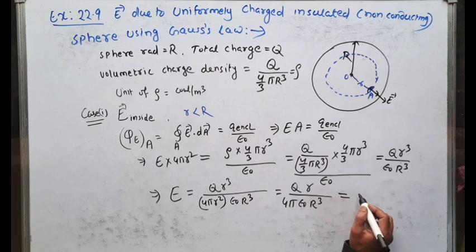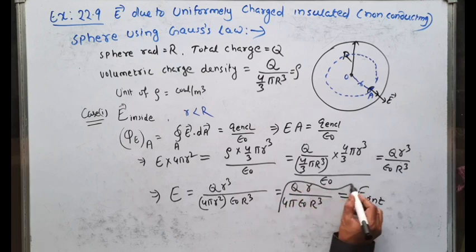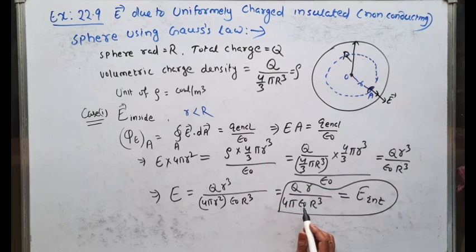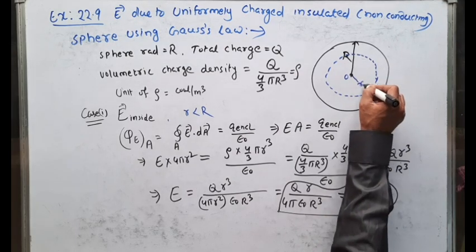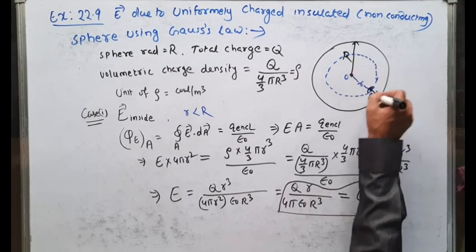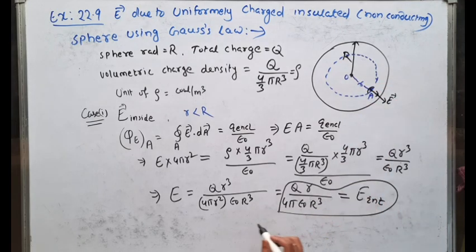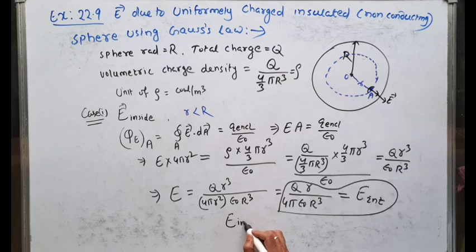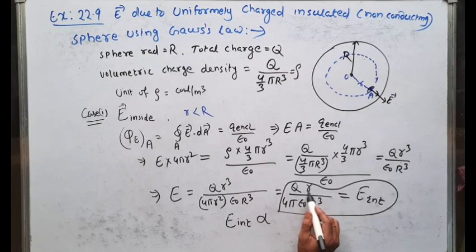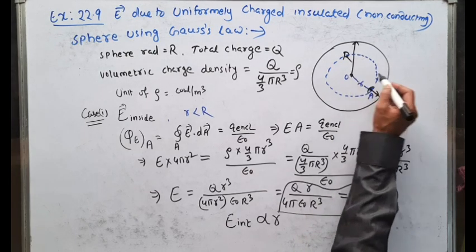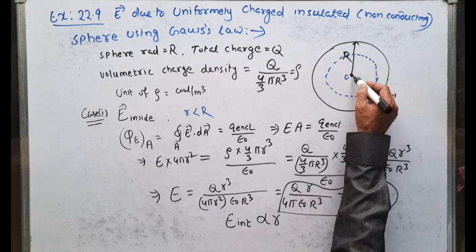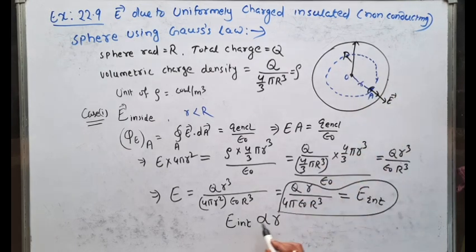So this is the value of electric field intensity at internal point, that is inside the sphere. And you see, the total charge given is constant, capital R is constant, but small r is variable because we are taking the point A arbitrary within the sphere. The small r is variable. So if small r is variable, we can say at internal point electric field intensity is directly proportional to small r. So from the center to the surface, if small r increases, then electric field intensity increases.